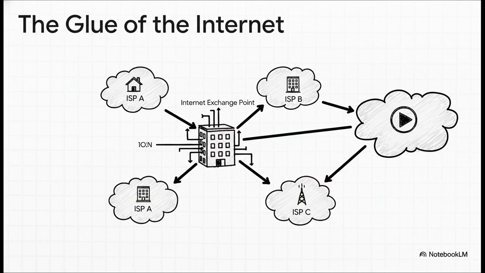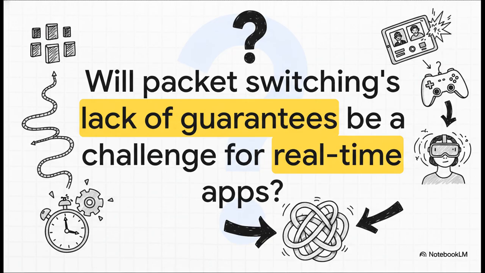And all of this leaves us with one final really interesting question to chew on. Packet switching was without a doubt the perfect choice for the early internet, which was all about text and file transfers. But think about today. We demand flawless live streaming, online games where every millisecond counts, and immersive VR. So will the very thing that made packet switching so great, its lack of guarantees, end up being its biggest weakness in this new real-time world? Well, that's a problem for the next generation of network engineers, maybe even you, to figure out.